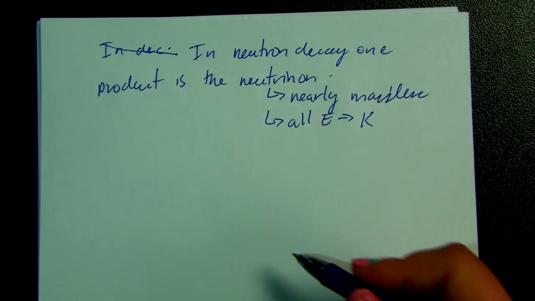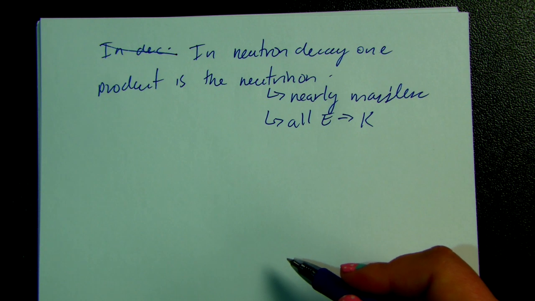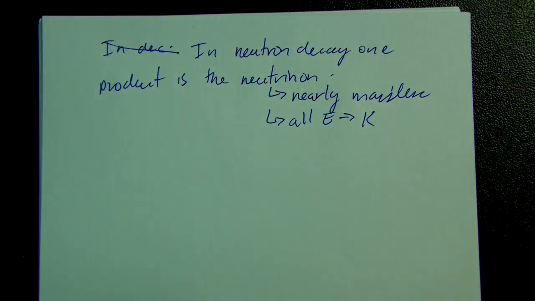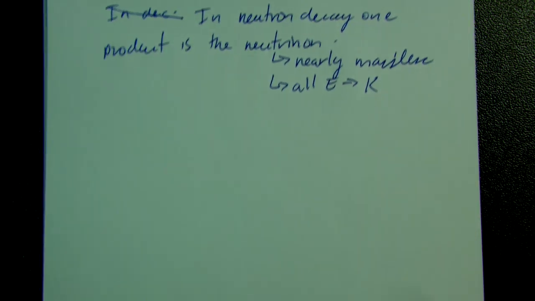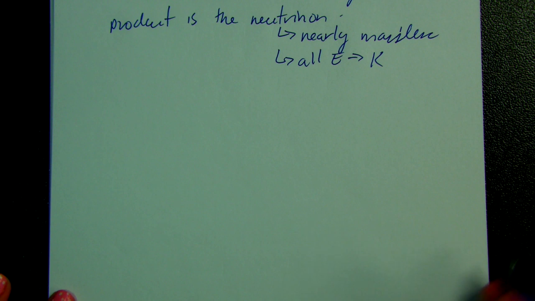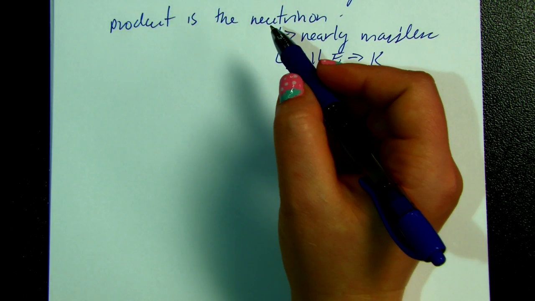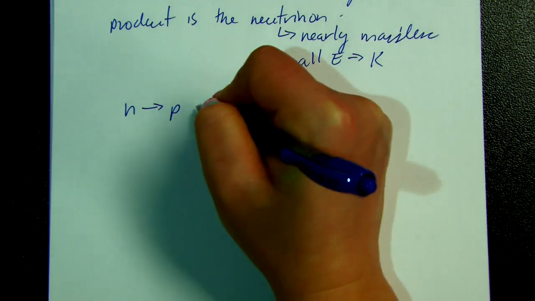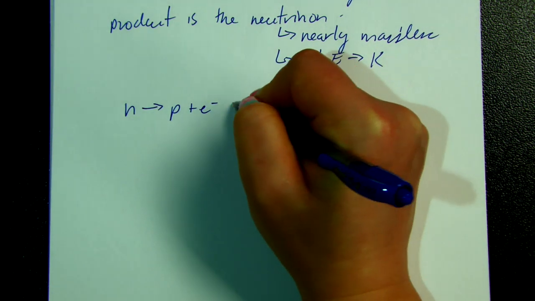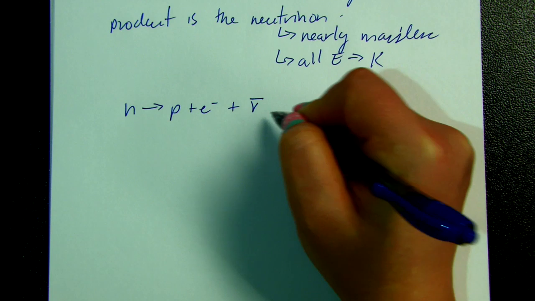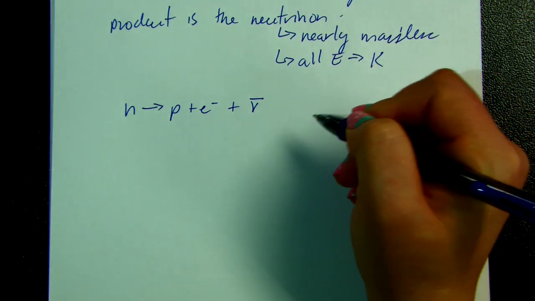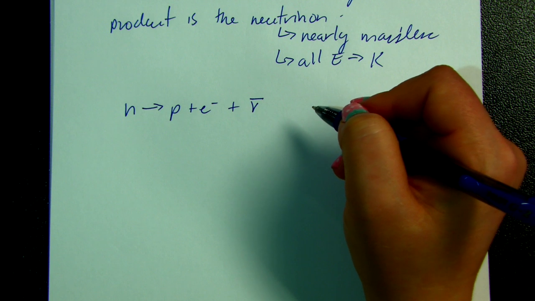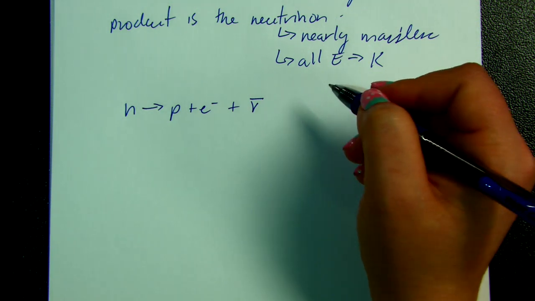Actually, the decay product in the neutron decay is actually an antineutrino. So same mass, opposite charge. So our neutron is going to go into a proton plus an electron plus an antineutrino. That is the symbol for an antineutrino. And we're going to express energy in terms of MeV.